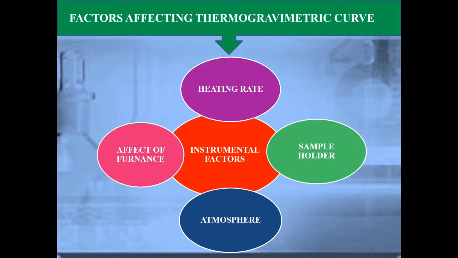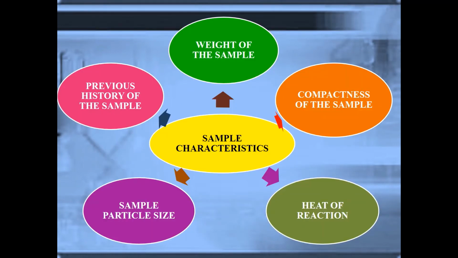Factors affecting the thermogravimetric curve. These are the instrumental factors that depend on heating rate, sample holder, atmosphere, and effective furnace. Then the sample characteristics: weight of the sample, compactness of the sample, heat of the reaction, sample particle size, and previous history of the sample.